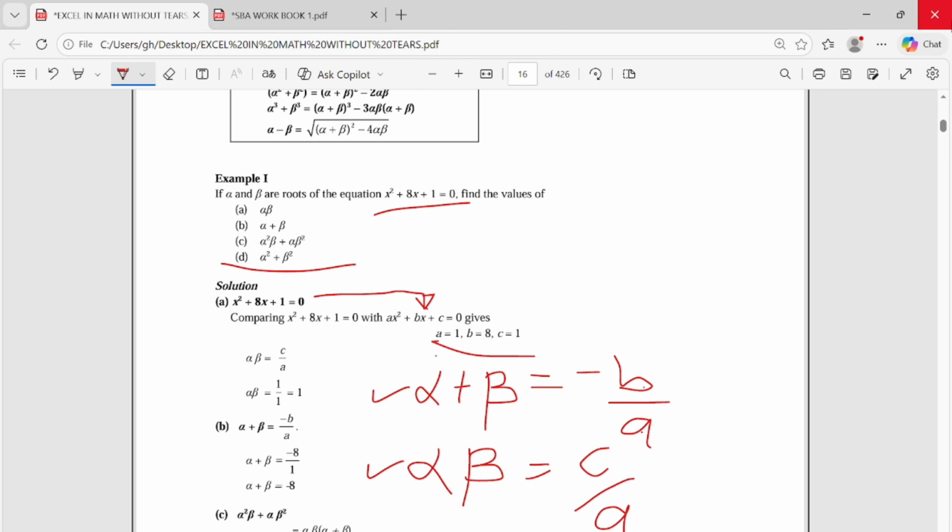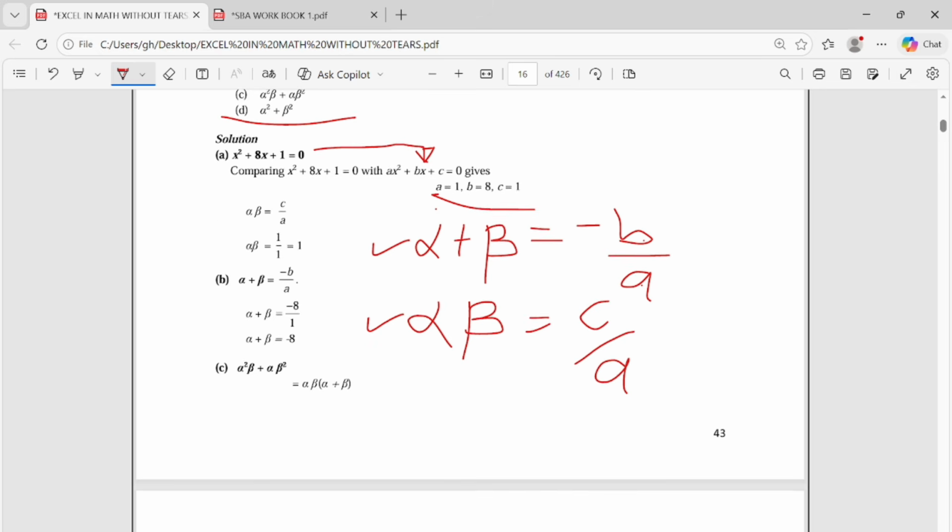And then if you want alpha squared beta plus alpha beta squared, here you just do some simple mathematics. You do some factorization actually. So you realize that alpha beta is common here. So you factorize it out. If you factorize it out, you come up with alpha beta into alpha plus beta. So you know alpha beta, you know alpha plus beta. So you just need to substitute. You already got alpha beta, you put 1 there. You also have alpha plus beta as negative 8, so you put it here. So you come up with your answer.